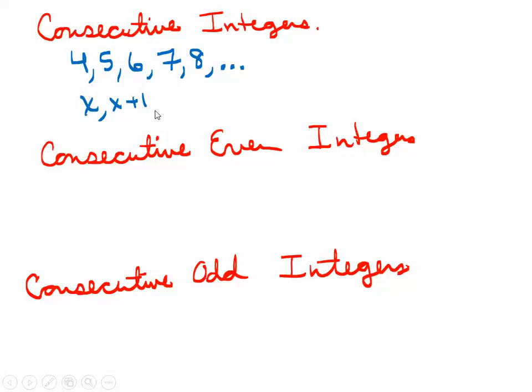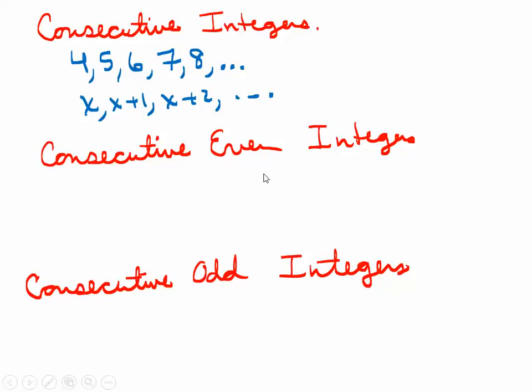How about the next one? Now you're going to add x plus 2 this time. That's going to get you the next one. And we can do this forever and ever, depending on how many we need. So it goes on: x plus 3, x plus 4, x plus 5.